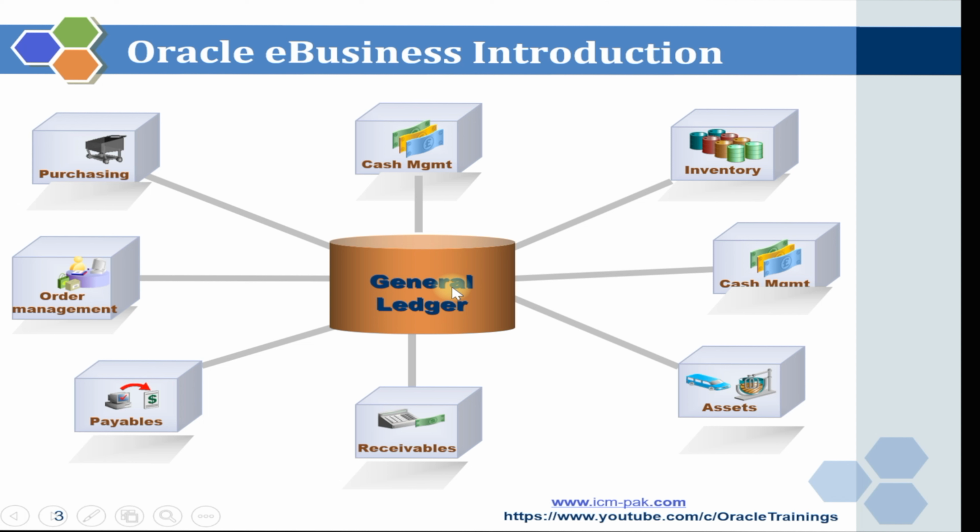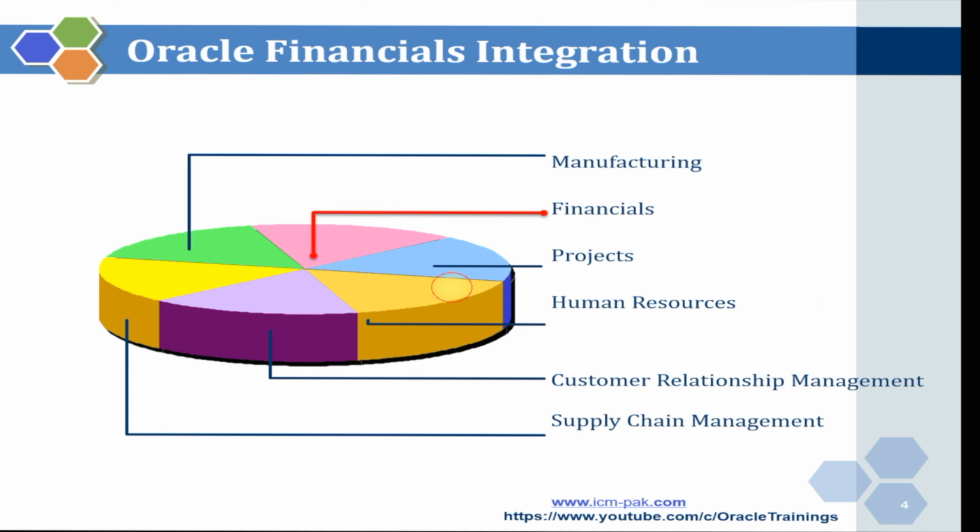That's why the General Ledger is very important, and the structure of the General Ledger is very important, which I am going to explain to you. Okay, now you see Oracle e-business is a bunch of modules, more than 200 modules, with different module suites, like the manufacturing suite, the financial suite, the Oracle project suite, the human resource or human capital suite, and the CRM and supply chain suites.